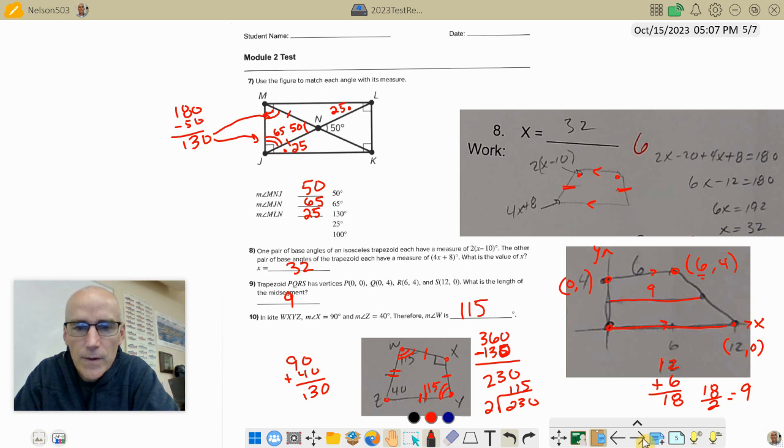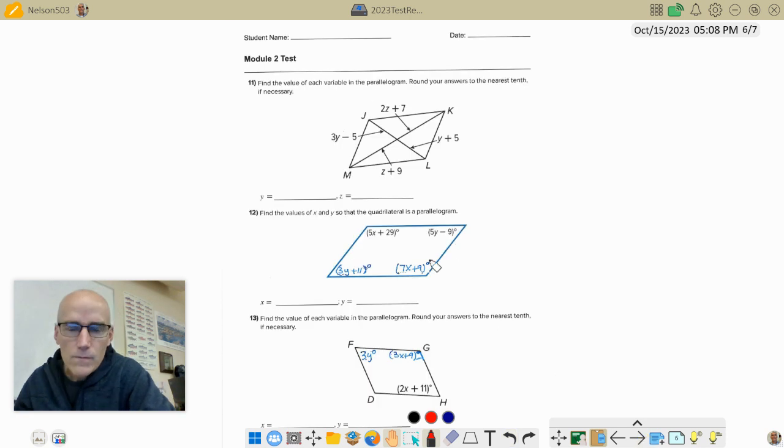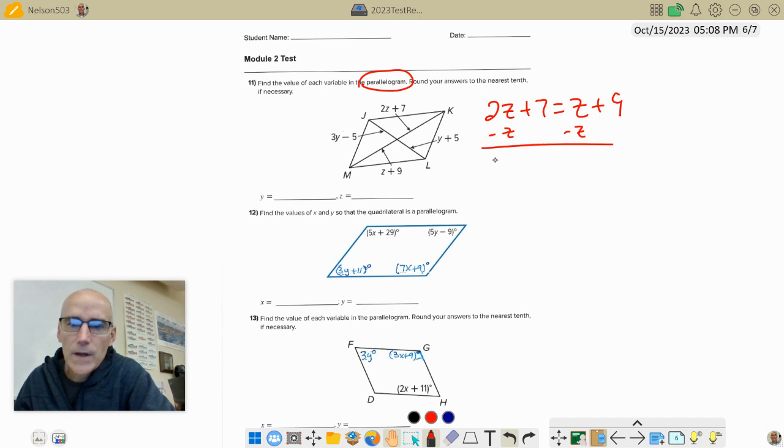On number 11, the diagonals of a parallelogram bisect each other. So we're going to set 2z plus 7 equal to z plus 9, and we're going to solve for z. So I subtract z from both sides, and I get z plus 7 equals 9, and then I subtract 7 from both sides, and I get z equals 2. I've got to be careful. Are they looking for z? Yeah, they are. So I just put 2 down.